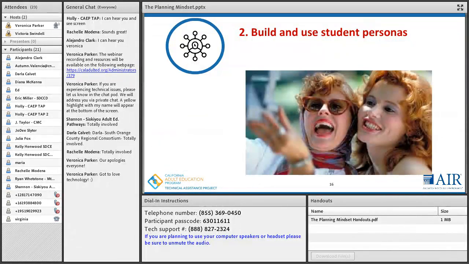Yes, correct. And which, I'm sorry, I've lost this page here. We're on the slide that says build and use student personas, yeah?